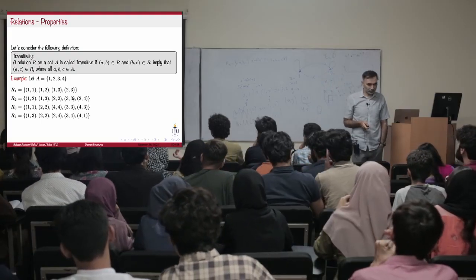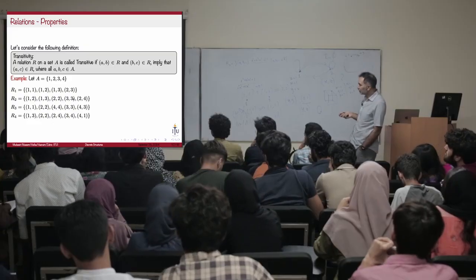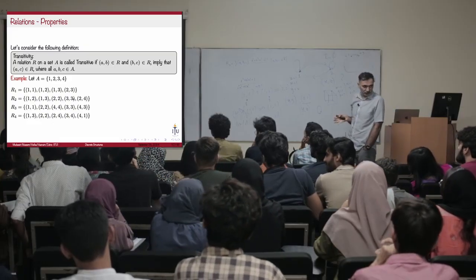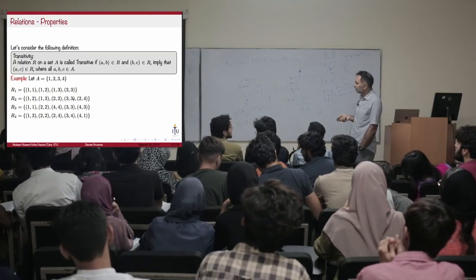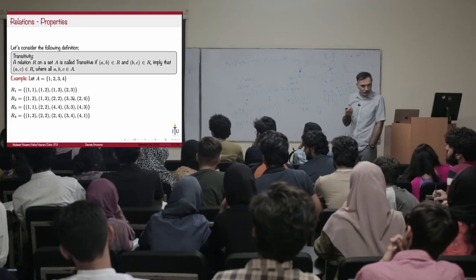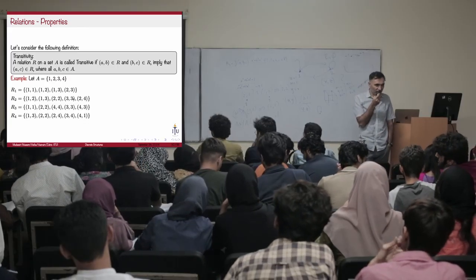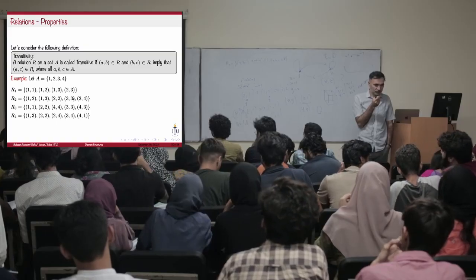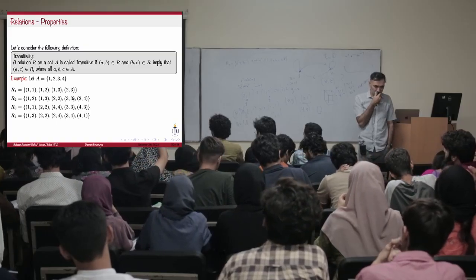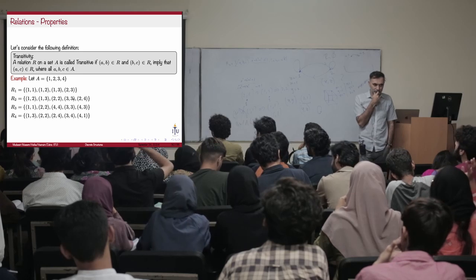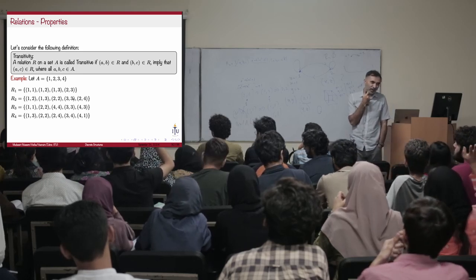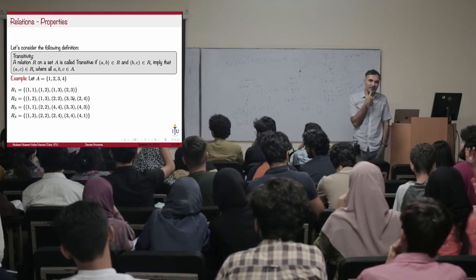R2 is not transitive, because you know why this is not transitive, right? In the example we pick 1 as x, y as 2, and z as 4. So you'll be able to see that xy is there, yz is there, xz is not there.